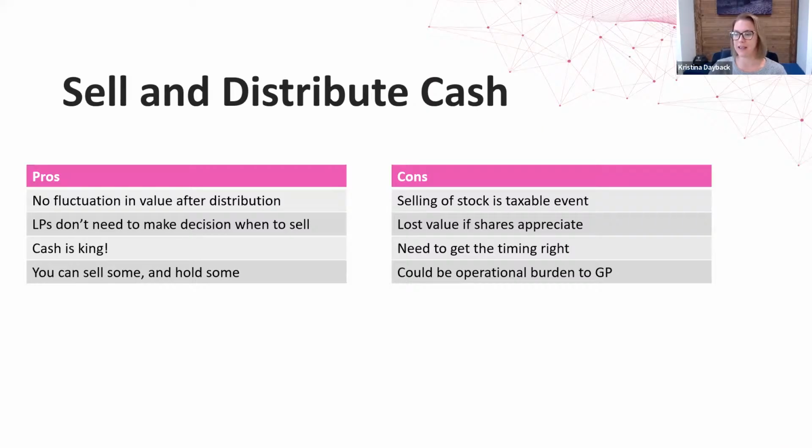The other con is the lost value if the shares appreciate. So if you sell your stock on day one and it doubles in value over the week, that's obviously one of those, oh man, I wish I held on to it situations, but you can only prevent so much.